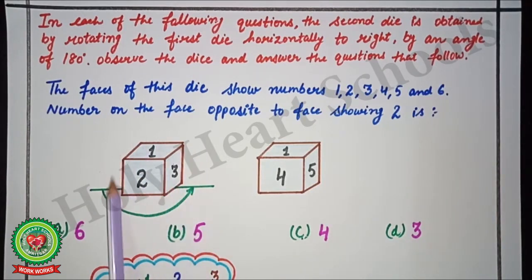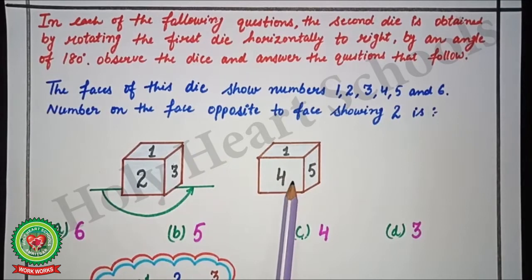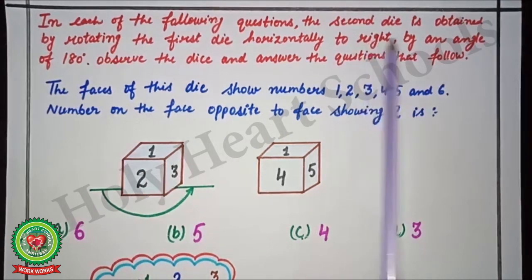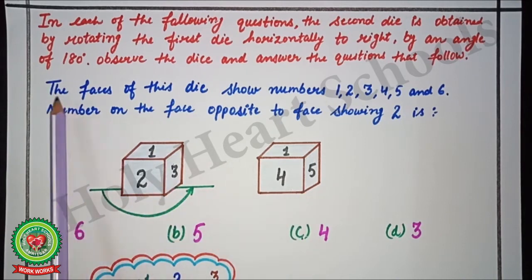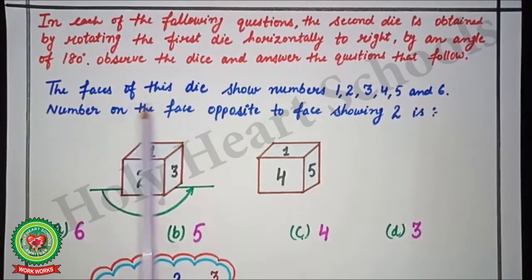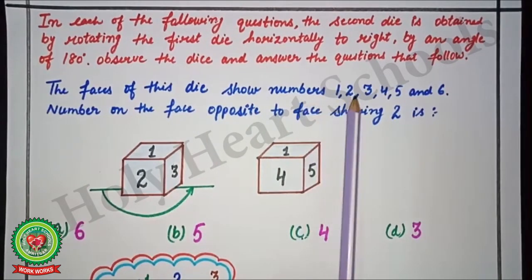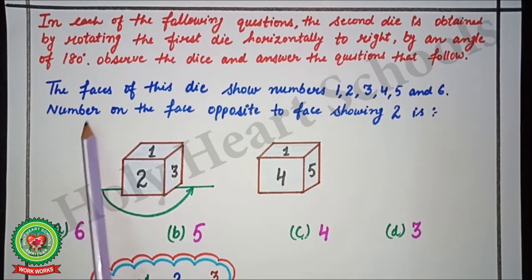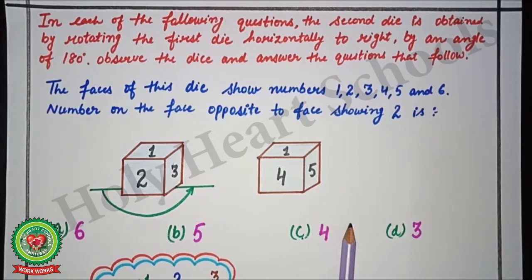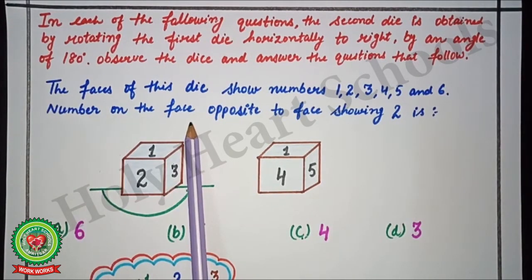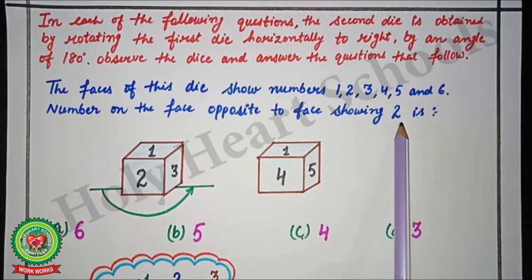So here you can see that the dice is there. There are not 2 dices, only 1 die is there, right? When you rotate this, this will come, right? Here they are saying that the second die is obtained by rotating the first die horizontally to the right. Now they have given us a question like this. The faces of this die show numbers 1, 2, 3, 4, 5 and 6. The number on the face opposite to the face showing 2 is what? They are asking us to find the number on the face opposite to the face showing 2, right?